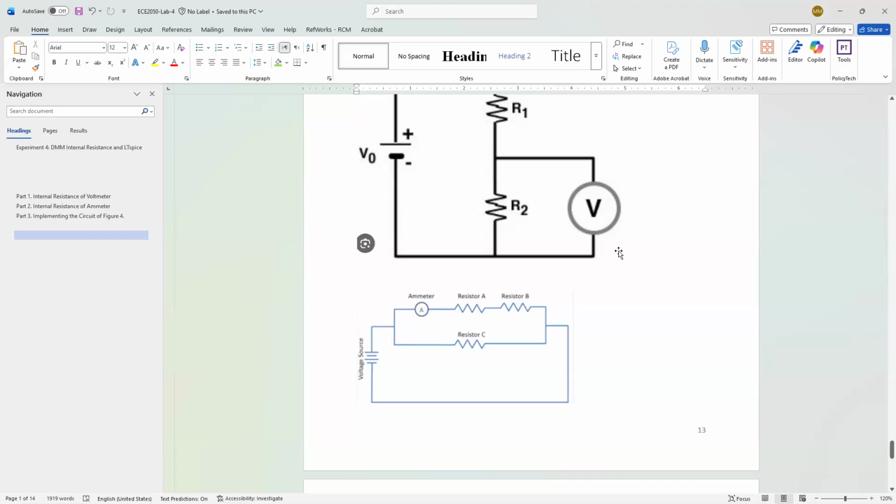But don't be confused. If you wanna use the voltmeter, it has to be parallel. Most of the time we will use it that way, but in this experiment, as you will see right now, it's gonna be series because I wanna measure the internal resistance here.